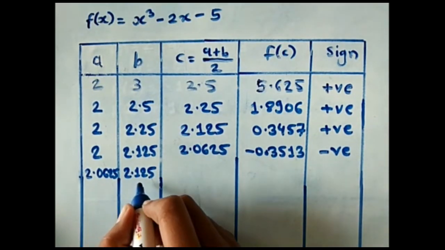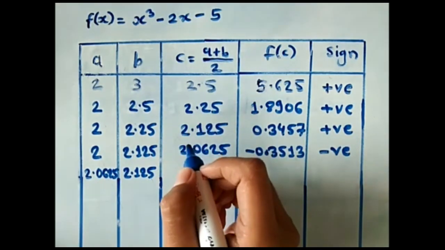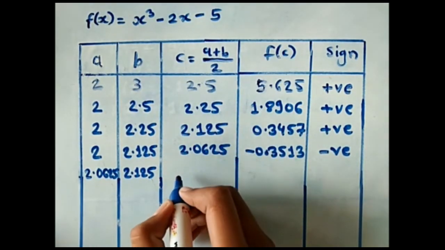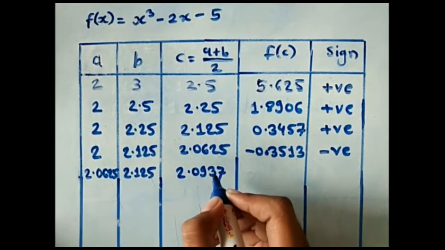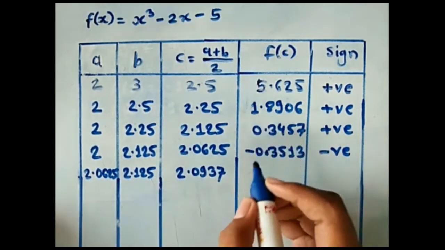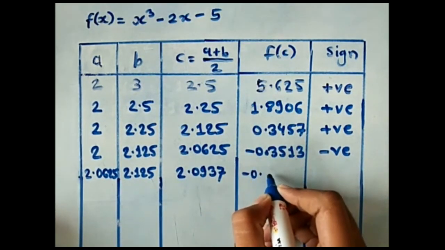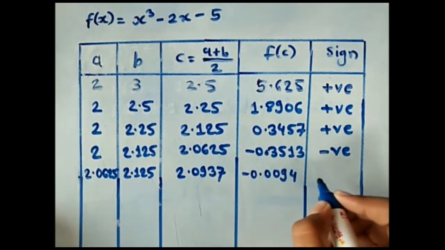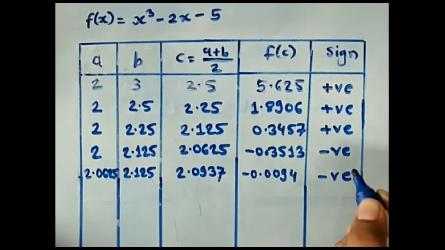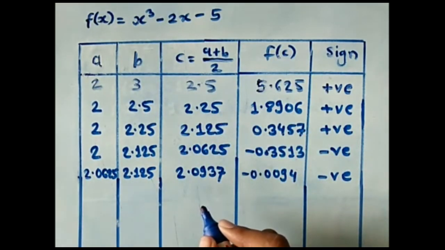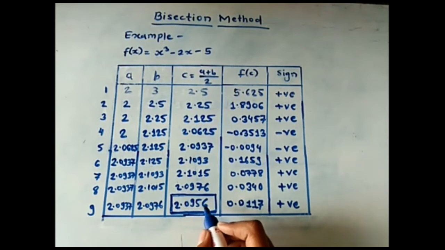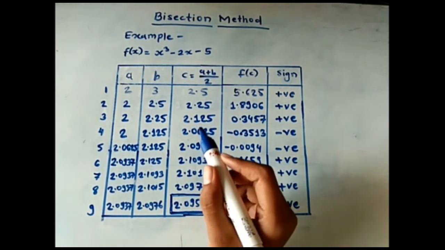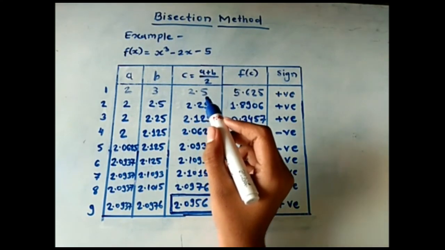Again by putting the values of a and b in the formula for c, we get 2.0937. Again by putting this into f(c), we get minus 0.0094. Again the value is negative. These iterations take place 9 times, and finally we get the value of the root, that is 2.0956, which is the value of c, and it lies between the initial guess values a and b.